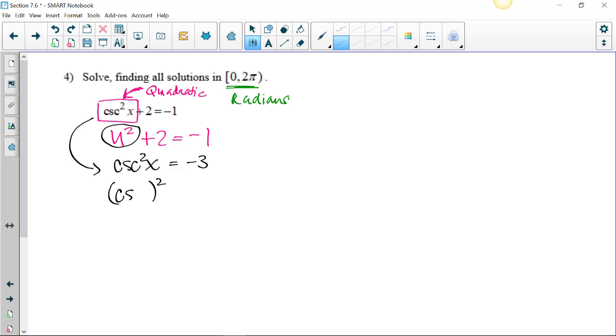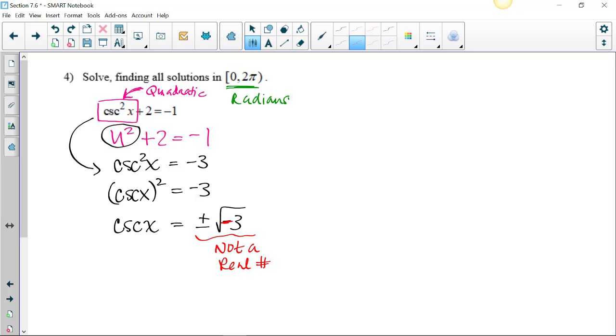Then if we were going to get rid of the square, we would apply the square root property. Remember, this means take the cosecant of that angle x, square it, and get negative 3. So if I apply the square root property, then the cosecant of the angle is plus or minus square root of negative 3. Well, there's a problem. Square root of a negative is not a real number, which means there is no solution to this equation.